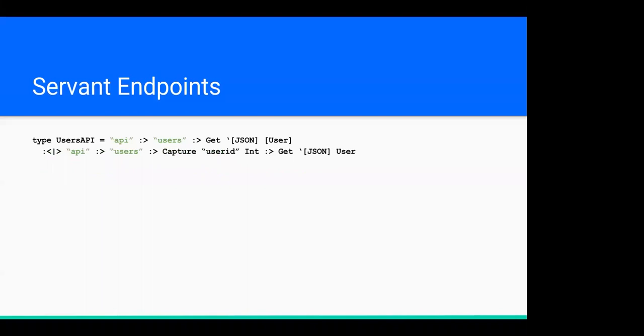Now let's get a little more in depth into each individual endpoint. The endpoints themselves are composed of a number of different combinators that are all combined with the C plus operator. We'll go over each of the different types of these combinators, starting with the most basic one, which is just a simple string, a URL path component. So remember our, I'll actually go back.